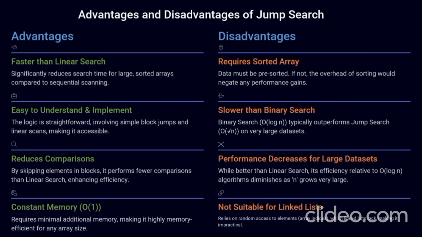Jump search offers several advantages. It is faster than linear search for sorted arrays. It is easy to understand and implement. It reduces the number of comparisons and requires only constant memory. However, it also has some limitations. The data must be sorted. It is slower than binary search on very large data sets. Its efficiency decreases as the dataset becomes extremely large. It is also not suitable for linked lists because random access is required.